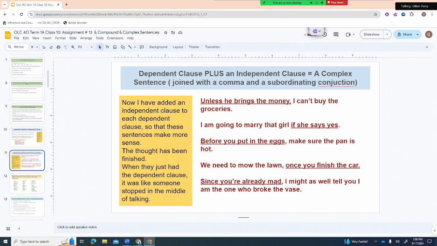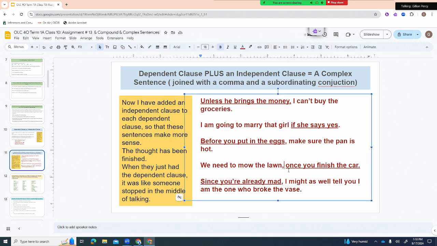Before you put in the eggs, comma, make sure the pan is hot. Same thing, the comma is there because it doesn't really make sense to start a sentence that way unless you make it clear it's an introductory clause, in a sense. We need to mow the lawn once you finish the car. Now, here there's a comma. We don't need it. We need to mow the lawn once you finish the car. I won't mark it wrong if you put it there, but you don't need it because the sentence makes sense. It's still a complex sentence, right? The comma isn't what makes that a complex sentence.